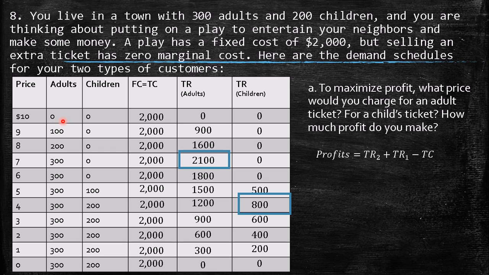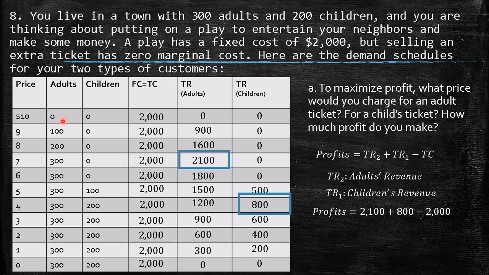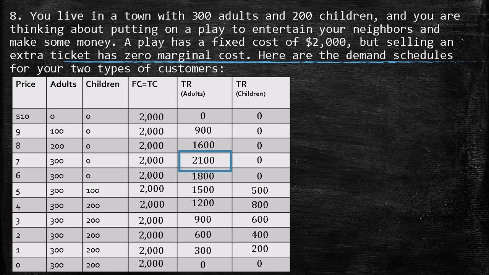So then the profit is equal to total revenue from adults plus total revenue from children, minus the total cost. So we have 2,100, 800, minus 2,000. So we have the profits for that company, $900.